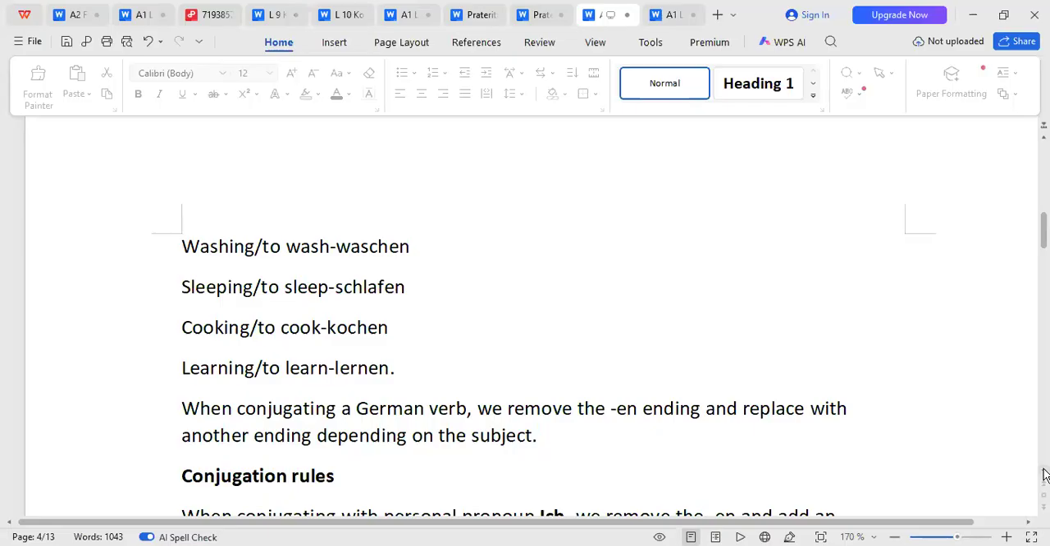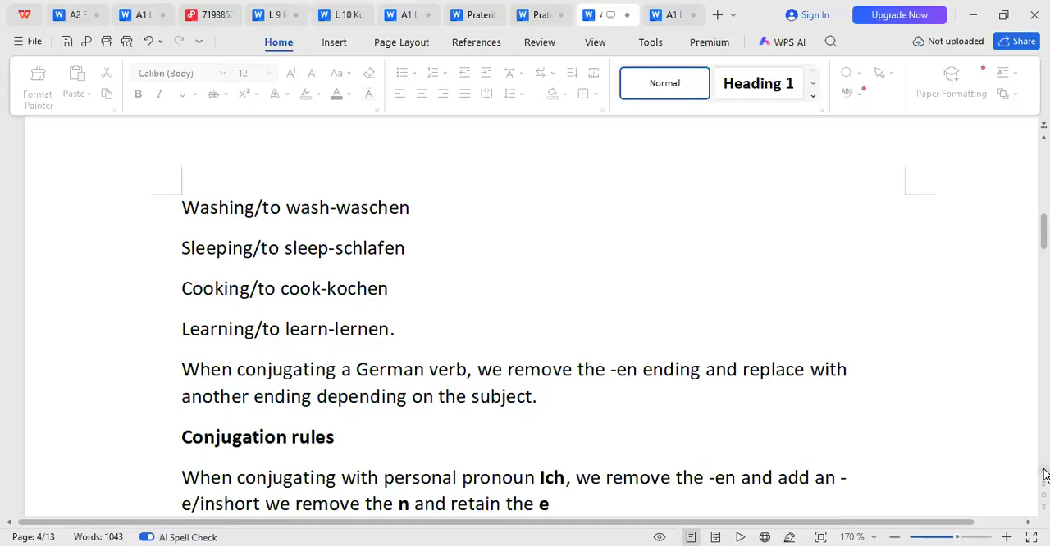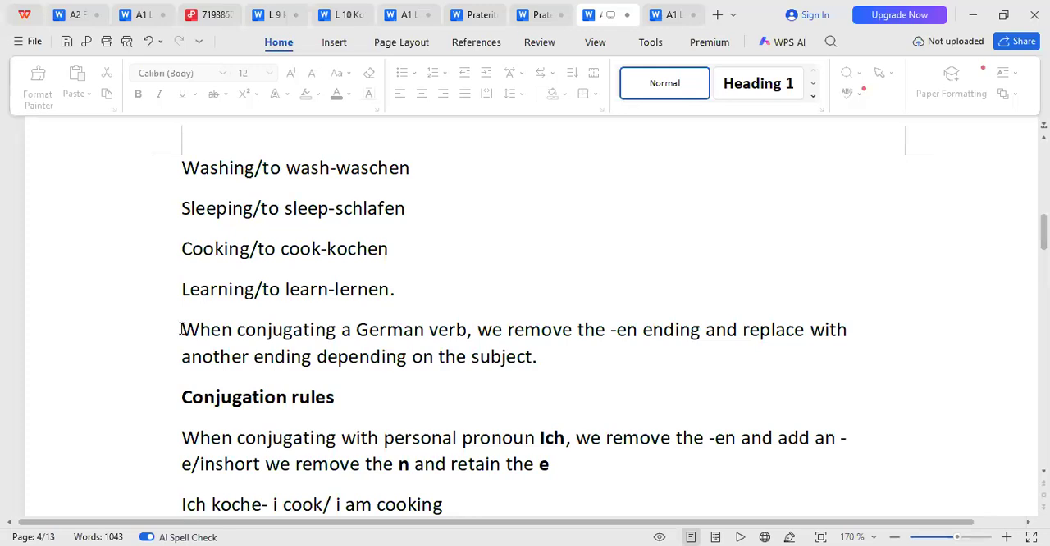So that one brings us to the conjugation rules. And I've told you here, when conjugating a German verb, we remove the en ending and replace it with another ending, depending on the subject, students. And I believe you know the subjects.